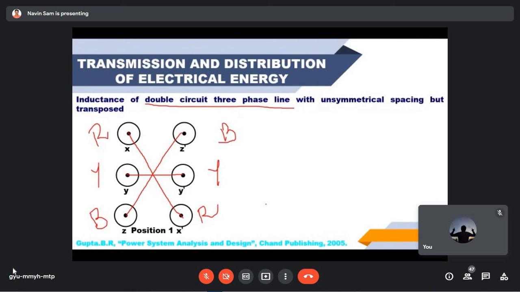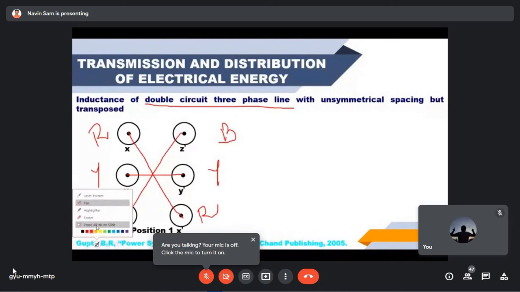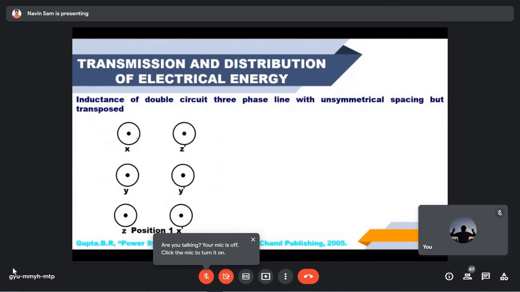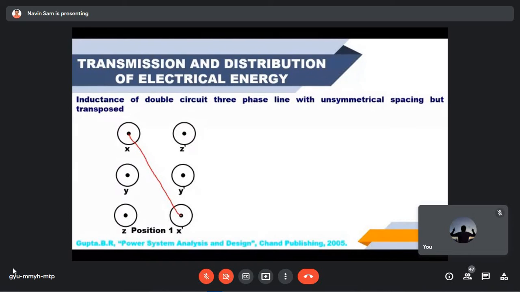Now, let me assume that the conductors are identical in nature. Identical means similar. If you look at the R phase, X and X dash are both responsible for carrying power in the R phase transmission line. That means these two conductors will be connected in parallel for carrying the power.